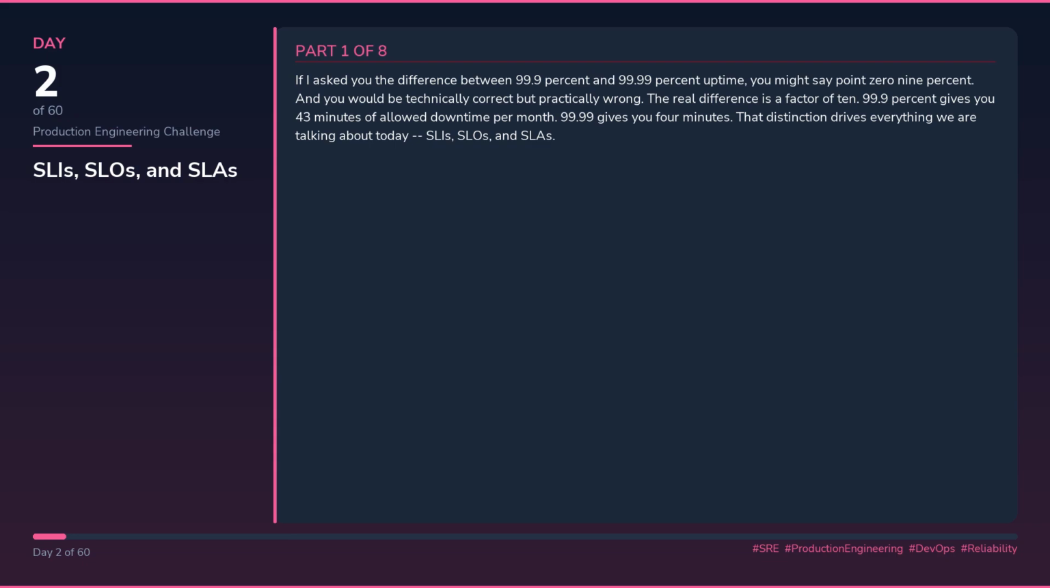If I asked you the difference between 99.9% and 99.99% uptime, you might say 0.09%. And you would be technically correct but practically wrong. The real difference is a factor of 10. 99.9% gives you 43 minutes of allowed downtime per month. 99.99% gives you 4 minutes. That distinction drives everything we are talking about today: SLIs, SLOs, and SLAs.